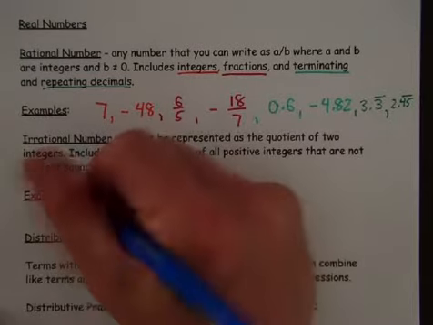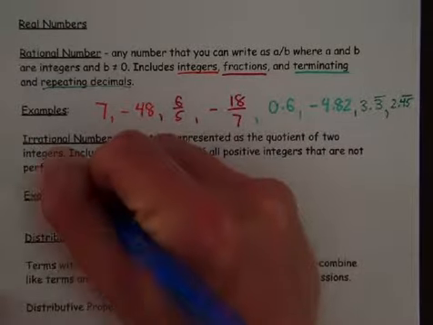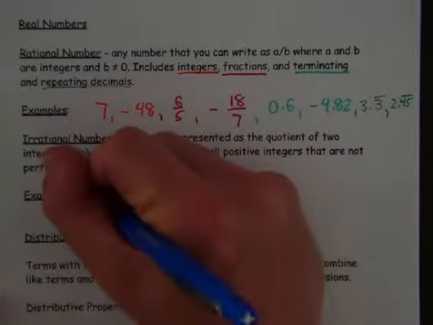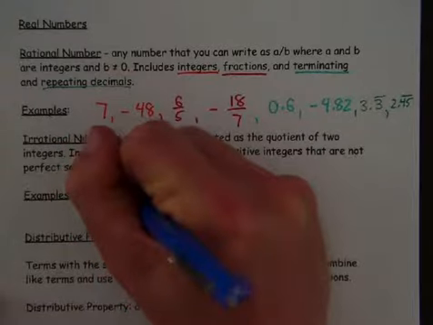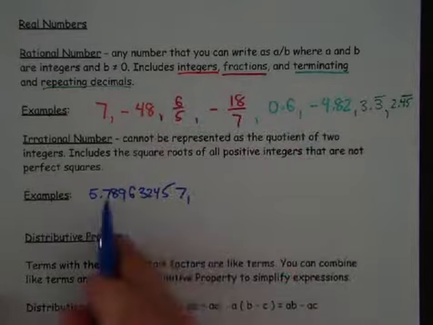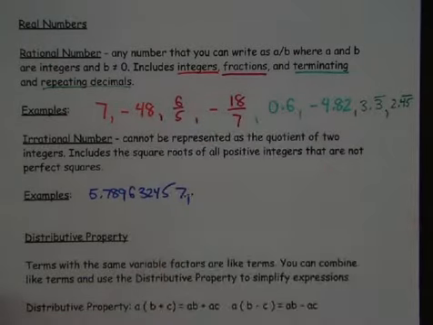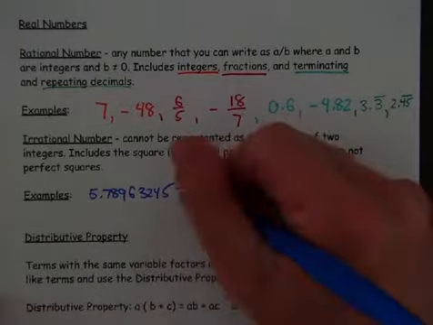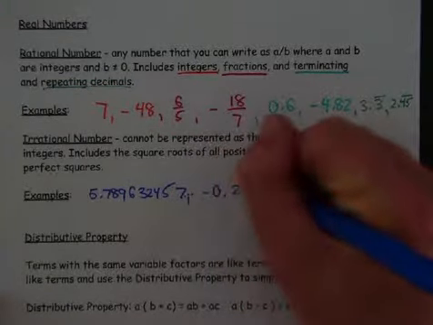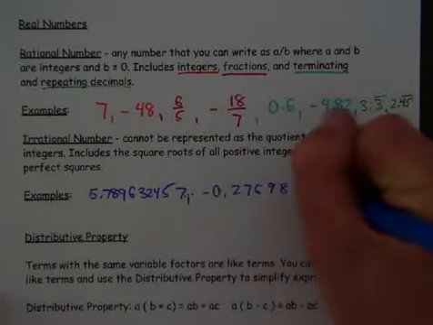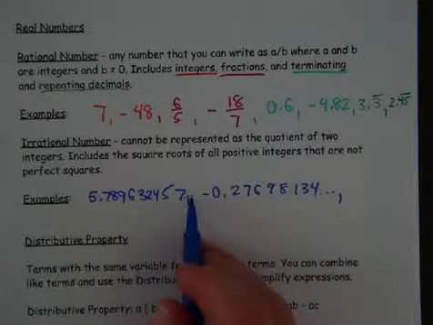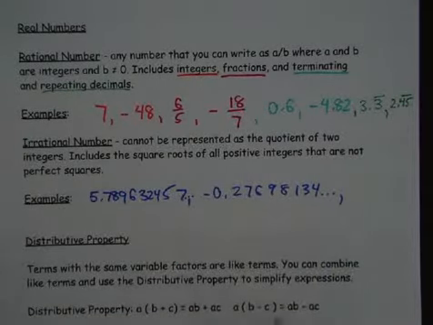But so what's an example of a non-repeating decimal? Something like 5.78963245, right? These are not repeating, and this goes on. Or it could be negative 0.276981334... These are going on and on and on forever. They don't terminate, and there's no repeating pattern there.